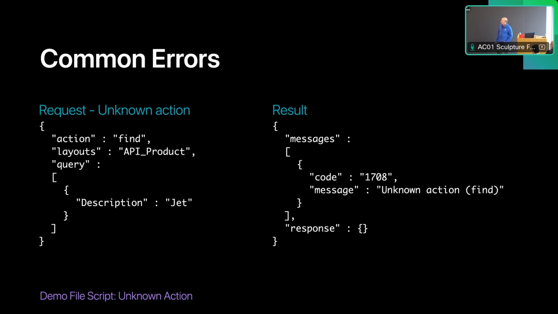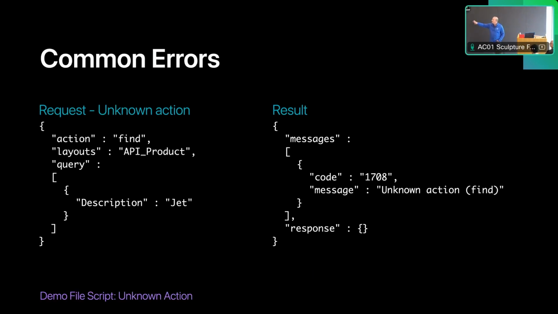Now then, these are some of the common errors that I encountered as I was in my own development and as I was putting this session together. So this one here, rather than having the two screens, I've got the request that's incorrect on the left, and then the result over here on the right. So this one here is an unknown action because the API action is a read, but we're used to doing find. So I thought, well, that would be a natural one.